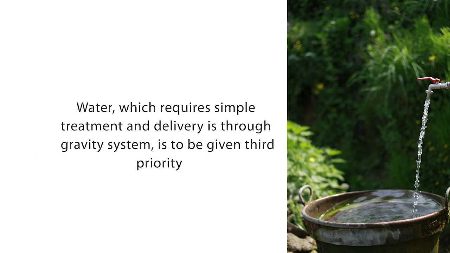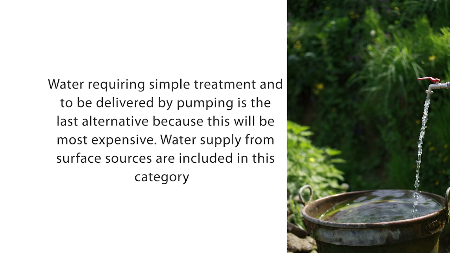Water which requires simple treatment and delivery through a gravity system is to be given third priority. Water requiring simple treatment and to be delivered by pumping is the last alternative because this will be the most expensive. Water supply from surface sources is included in this category.